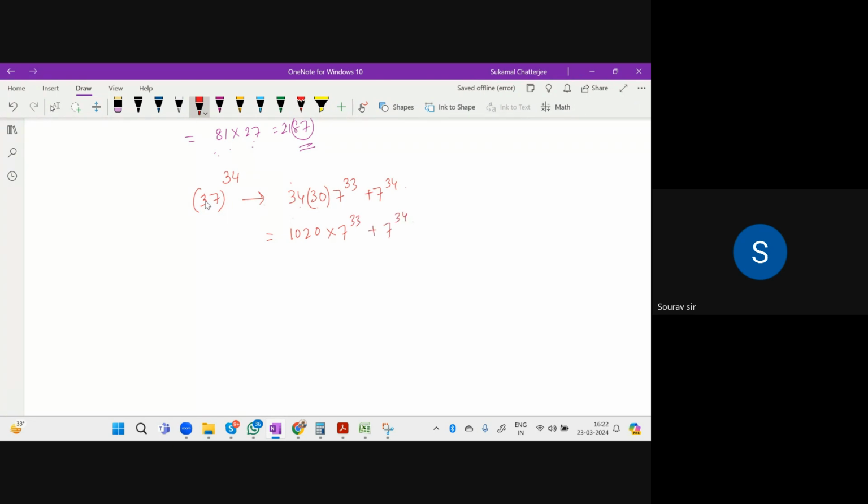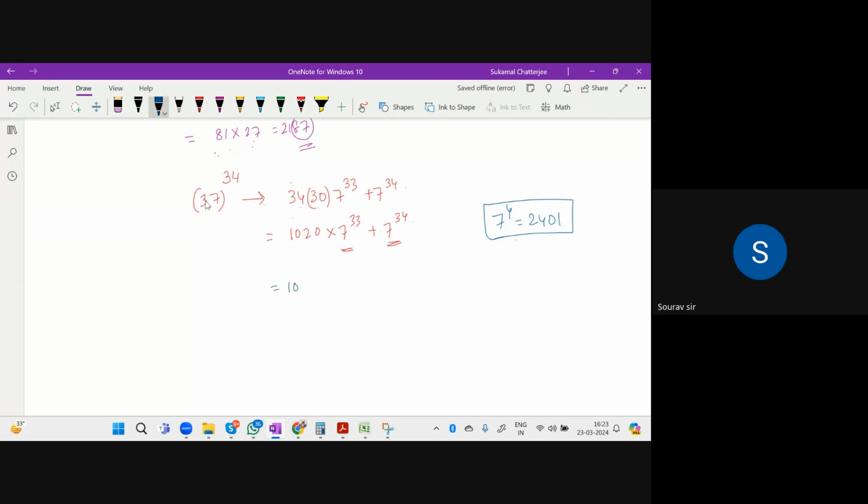So up to here is very simple. How will I do this? Sir, we will break it into 7 to the power 4 into 8 plus 1. Very good. How much is 7 to the power 4? Sir, 2401. Excellent. So 3 to the power 4 is 81, 7 to the power 4 is 2401. This is the number you have to remember. Okay. So again, it's a power of 4.